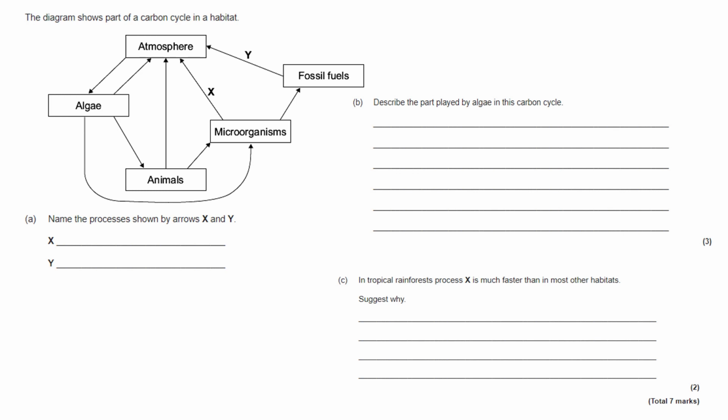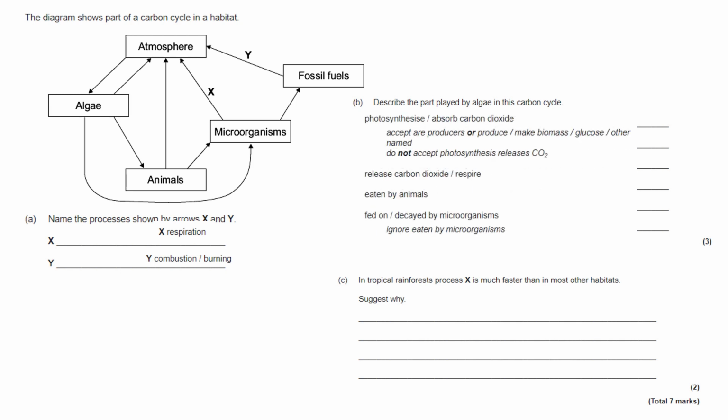Name the processes shown by arrows X and Y. Well, Y is fossil fuels going into the atmosphere, and that's combustion. And X is respiration. But to be honest, you could put decay or decomposition, as microorganisms respiring is also decomposition. Describe the part played by algae in this carbon cycle. Well, if we look at the algae, there's an arrow from the atmosphere to the algae. That'll be photosynthesis. They're removing carbon dioxide from the atmosphere in photosynthesis, 2 marks. But also the algae are being decayed by the microorganisms, so we can say that as well. And also the algae are a living thing, so they respire and release carbon dioxide via respiration. So lots of marks to gain there.